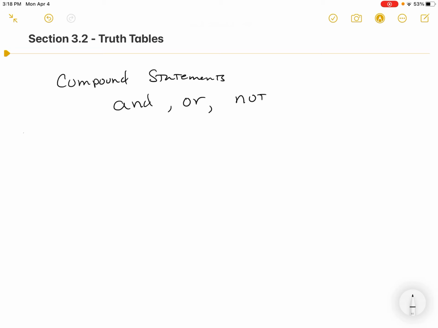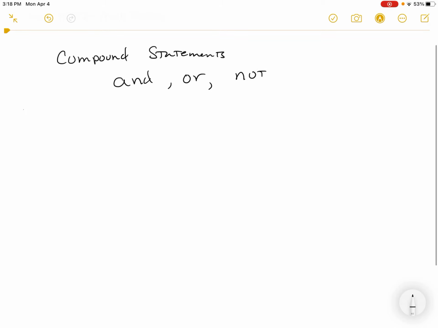So the purpose of this video is to share with you all the truth tables that are there for and, or, and not. This will mirror what's happening in the 3.2 homework. And then we'll also establish truth tables for things that are a little bit more complex of a compound statement. But let's start with the truth table for P and Q.